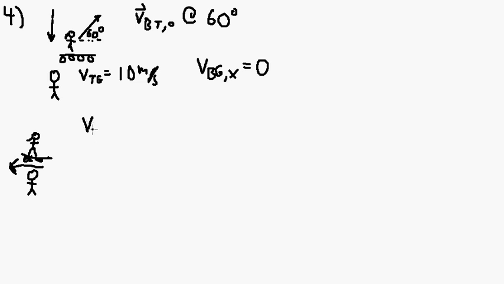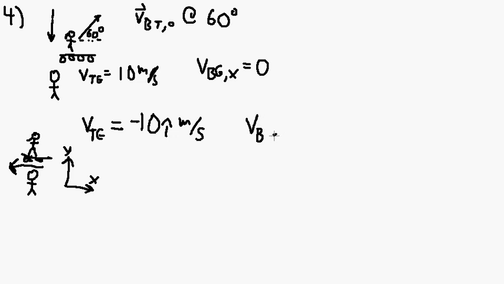So we're going to say velocity of the train with respect to ground equals negative 10 i hat meters per second. So we're just going to do the standard frame where you've got y vertically and x horizontally, as people like to do. Okay, and then the velocity of the ball in the ground frame equals, well, it's all y direction, so v_BG j hat.